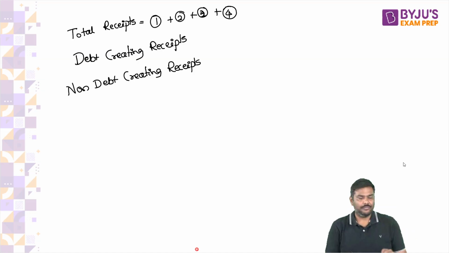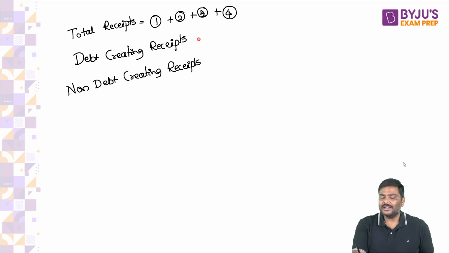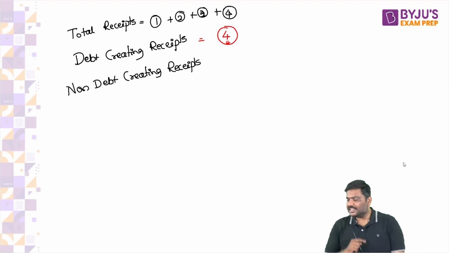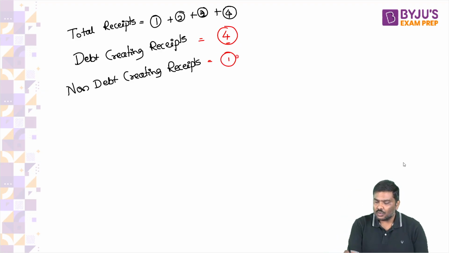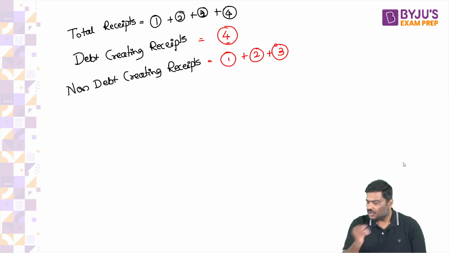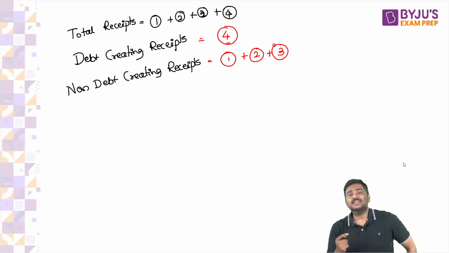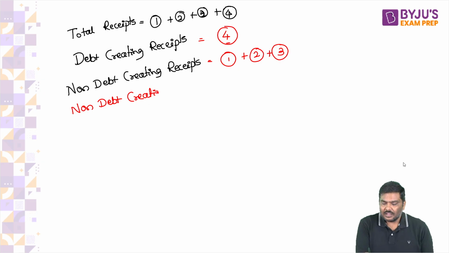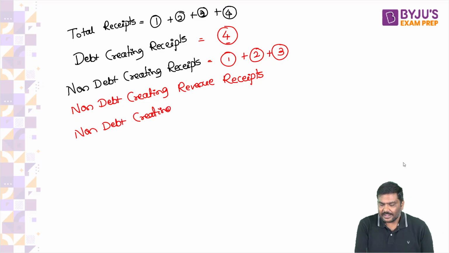Now, please have a look at it carefully. Debt creating receipts. Can I say the debt creating receipt is only 4 here? Let me know. And non-debt creating receipts are 1 plus 2 plus 3. And within non-debt creating receipts, can I further divide this as non-debt creating revenue receipts and non-debt creating capital receipts?